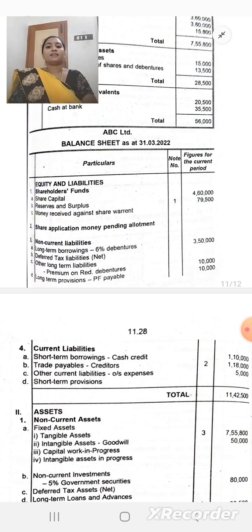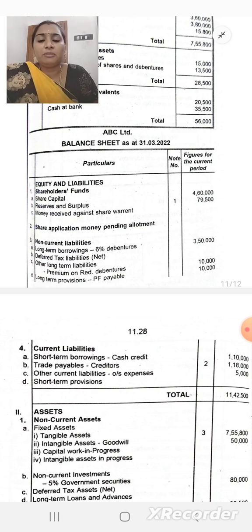So in the asset, in terms of what appears, it means non-current asset and current asset. Equity and liabilities, in terms of shareholders' fund, share application money pending allotment. So these items are going to appear there.